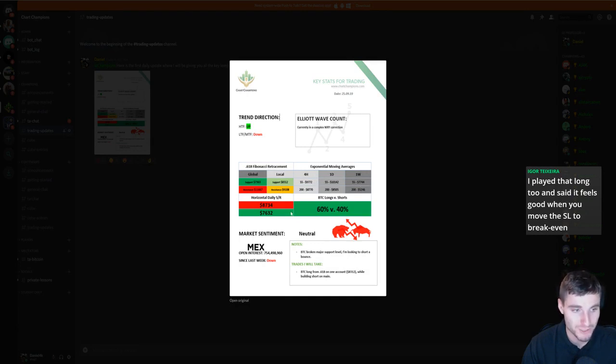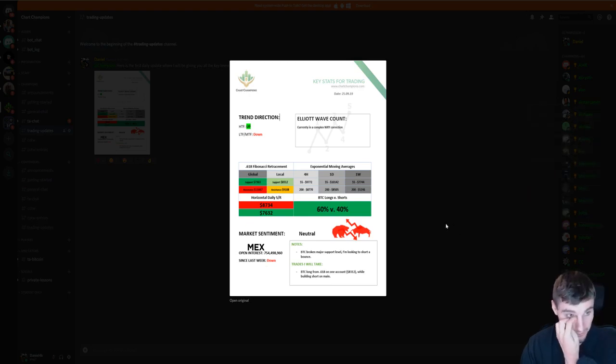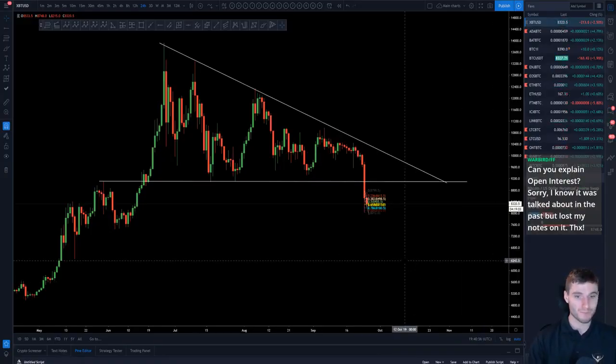Okay, long and short percentages, market sentiment. Neutral, I guess, is a little bit bearish now, I would argue. MEXC, the open interest on MEXC since last week has moved down, so price moved down and open interest moved down. So yeah, that's a little bit of a bullish argument, I would say.